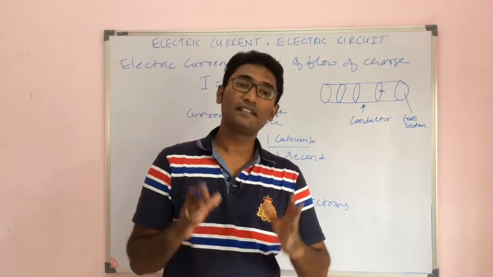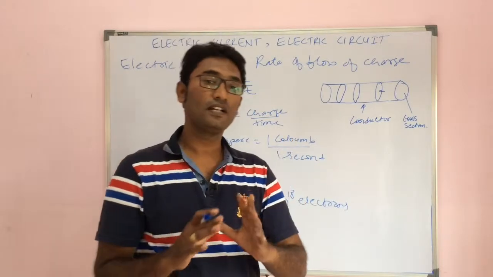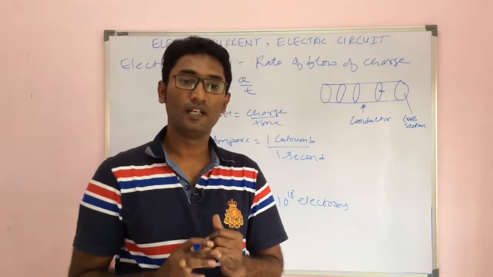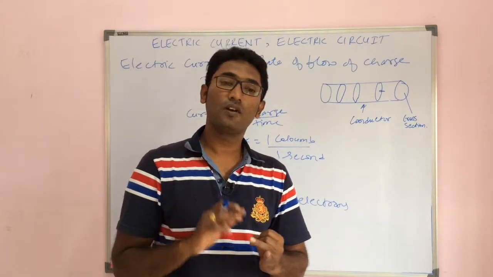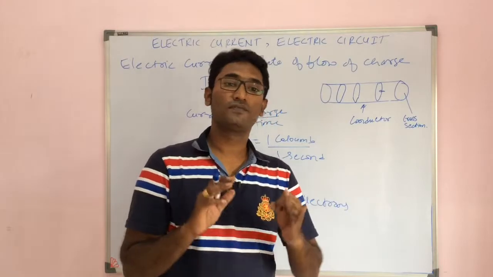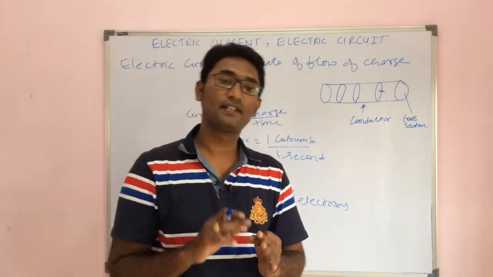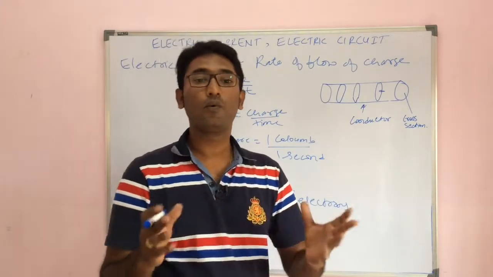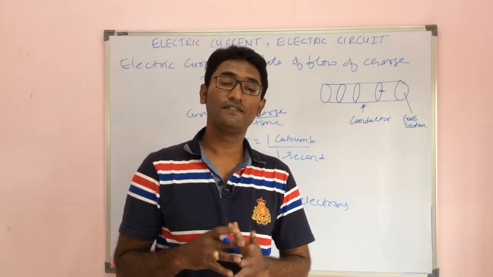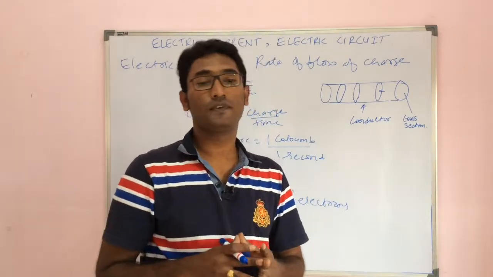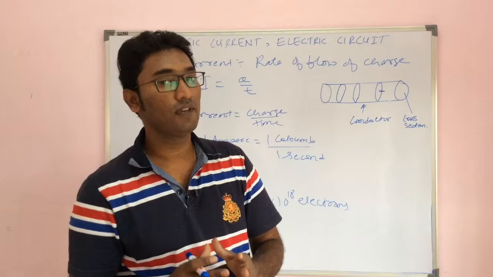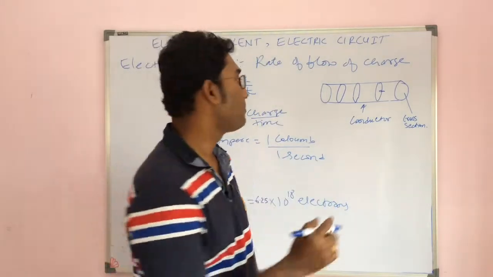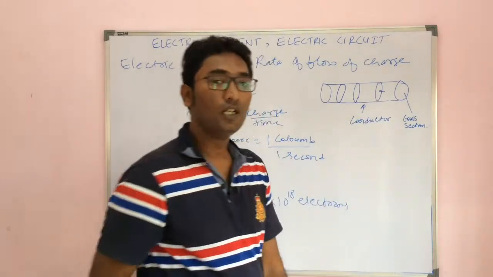So electric current is a rate quantity, and in the same way there are different rate quantities in physics. Speed is a rate quantity, rate of change of distance. Velocity is a rate quantity, rate of change of displacement. Acceleration is a rate quantity, rate of change of velocity. And just like that, power is also a rate quantity, the rate of expenditure of energy. In the same way, electric current is the amount of charge which passes through a cross section of a conductor.